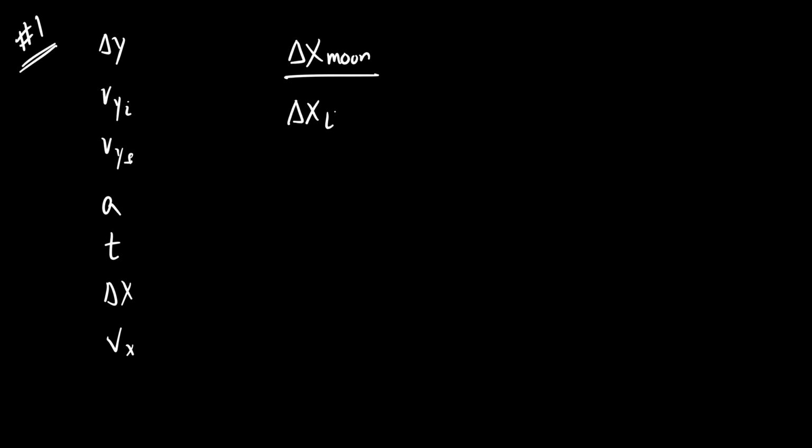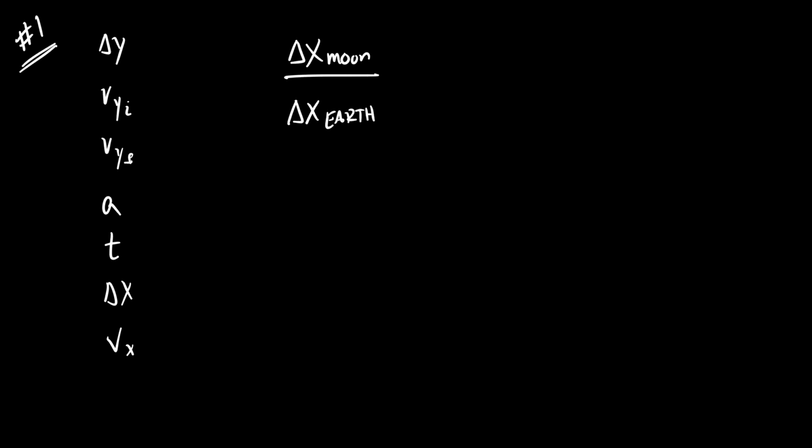So of our list of variables here related to this problem, which of these variables are we comparing between the Earth and the moon? Delta X. We are comparing delta X between the Earth and the moon. Would you guys agree with that? Okay. So delta X for the moon is to be compared with delta X for the Earth. Does everybody understand? So it's a ratio, and this is the comparison we're making.